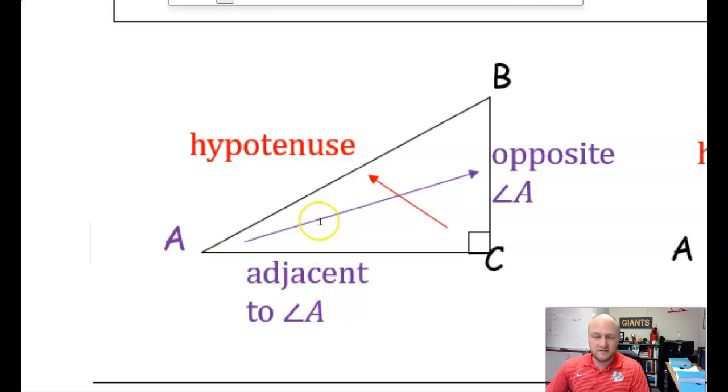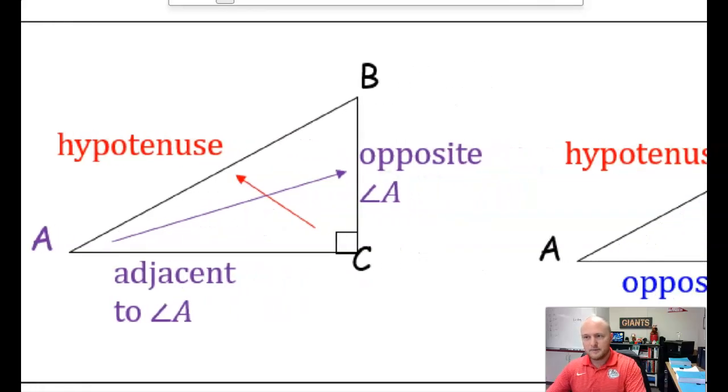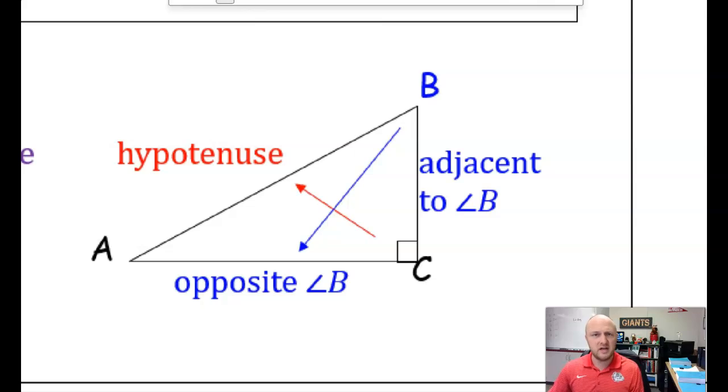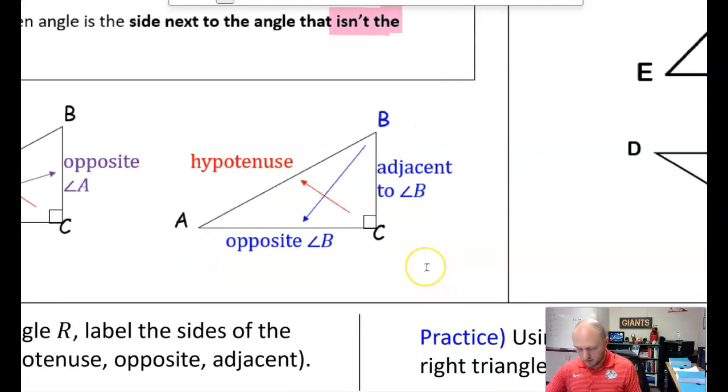Okay, now it's very important to note that the hypotenuse will always be the hypotenuse, and that the opposite and adjacent sides can switch depending upon what angle you're in. So notice now, what if I cared about angle B and not angle A? Well, now if I'm angle B, the side opposite is this line segment, AC, and the adjacent side is BC. Okay, so you see how that switched? Very important to know what angle you are using.